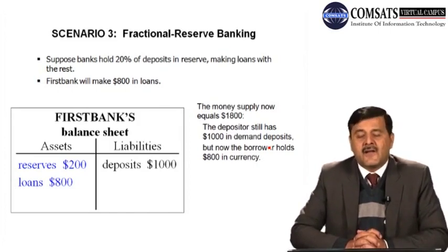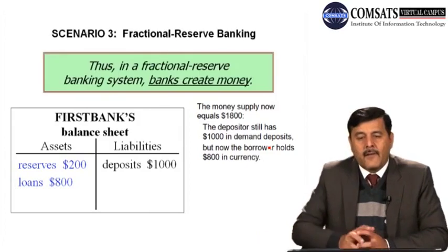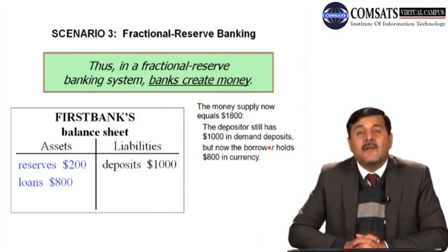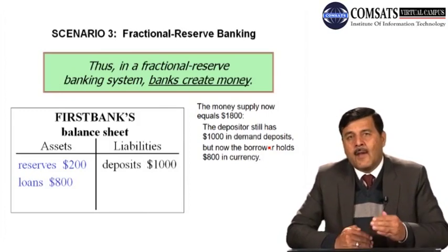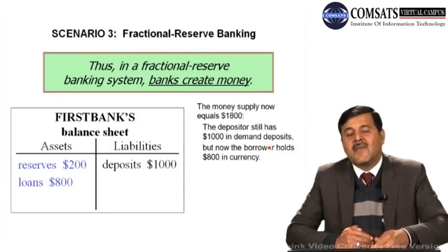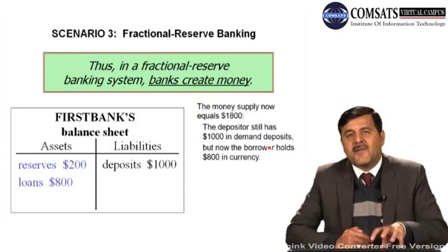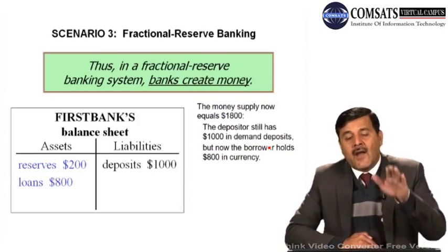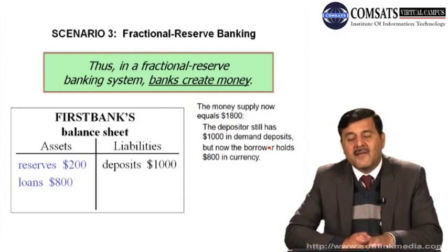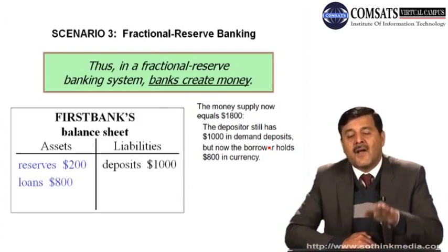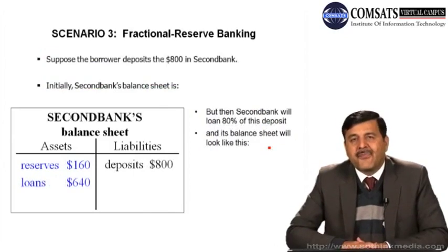That would be 1800 US dollar now. Thus, in a fractional reserve banking system, banks create money supply. Now if we compare these two systems that we just talked about, the 100% reserve banking system and the fractional reserve banking system: the 100% bank reserve system creates no money supply in the economy. However, as we have just seen, the fractional reserve banking system creates money supply in the economy, in the country.